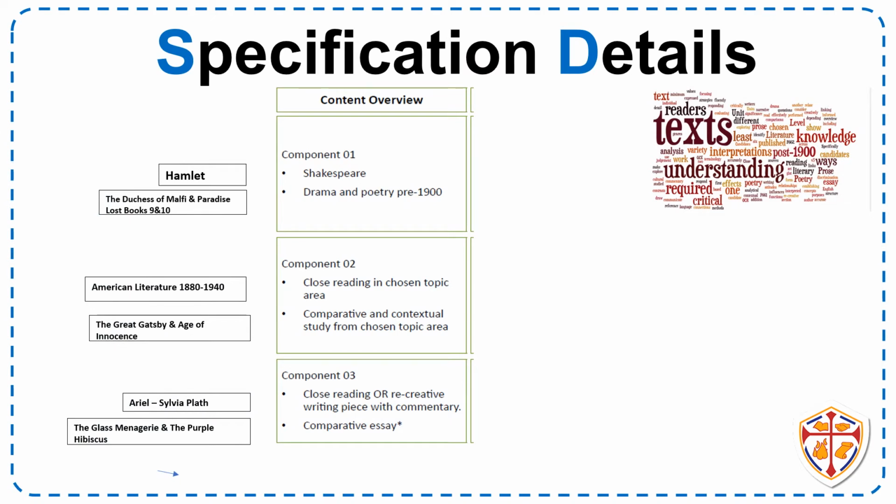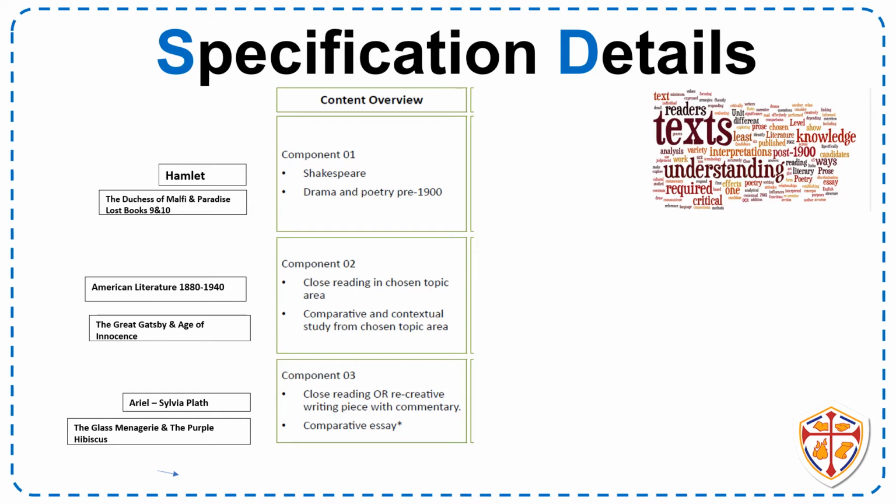Here's some specification details for you. The actual course structure is divided into 3 components. Component 1 is a Shakespeare question, and the text to study is Hamlet. Then the second part of component 1 is a drama and poetry unit, where students will be studying the Duchess of Malfi and will write a comparative essay comparing Paradise Lost, books 9 and 10, with the Duchess of Malfi.